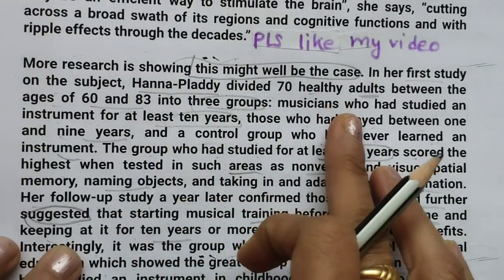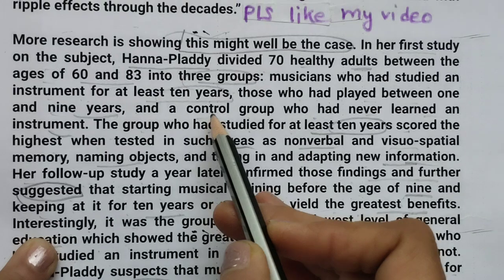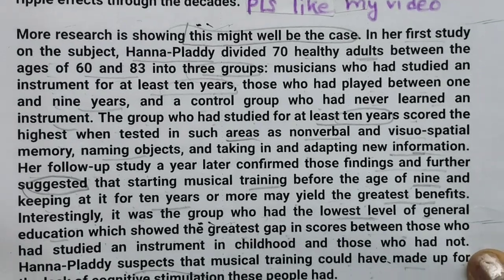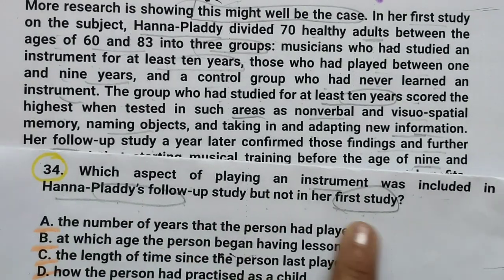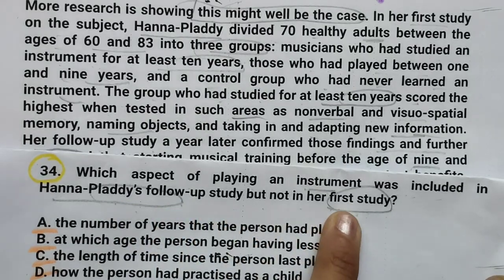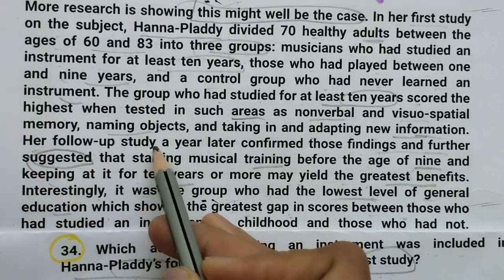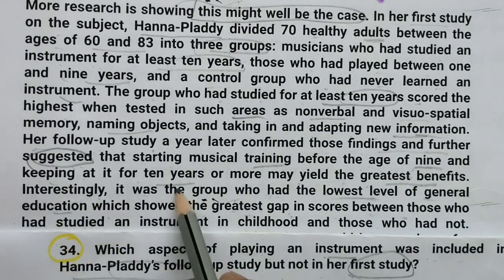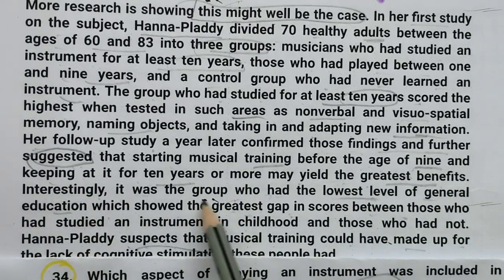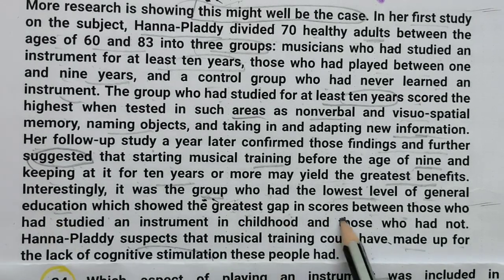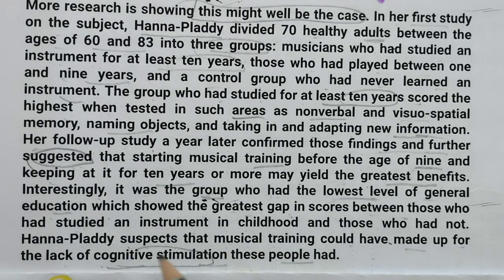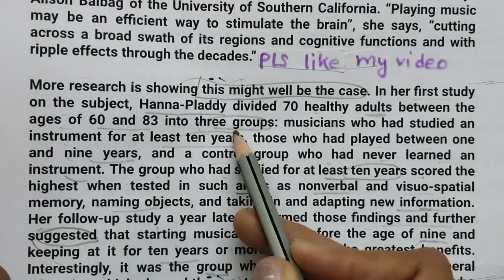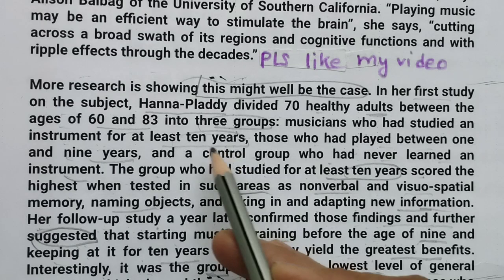Hannah's study divided 70 healthy adults between these groups. So we have to find out what she included in the follow-up and had not included in the first. Her follow-up study a year later confirmed those findings and further suggested starting musical training before the age of 9 and keeping it for 10 years may yield the greatest benefit. Interestingly, it was the group who had the lowest level of general education that showed the greatest gap, between those who had studied and those who had not. In the initial study she had made three groups.